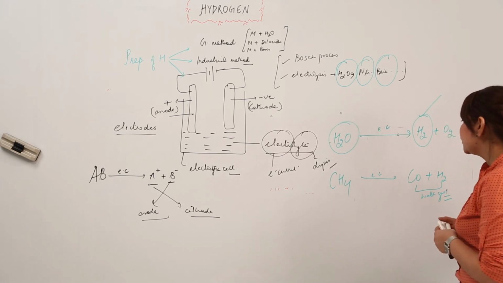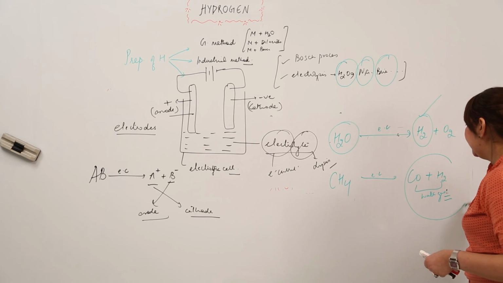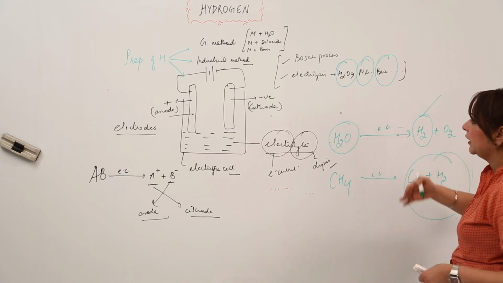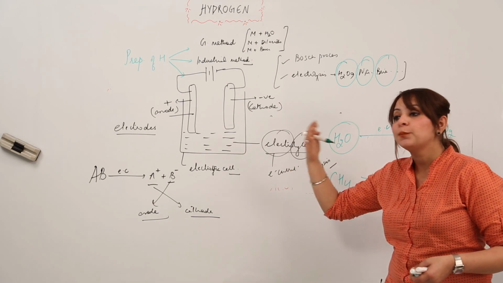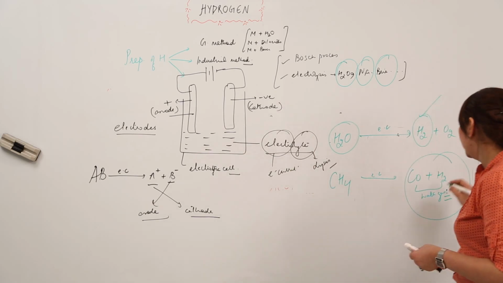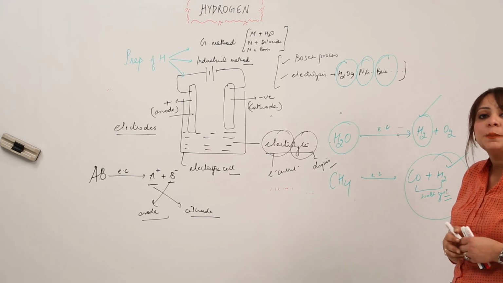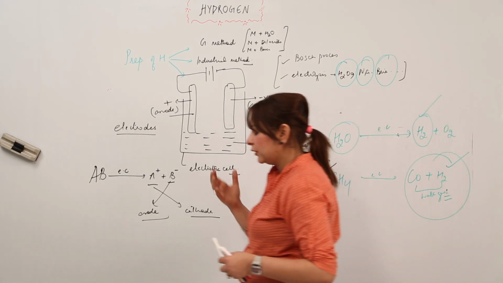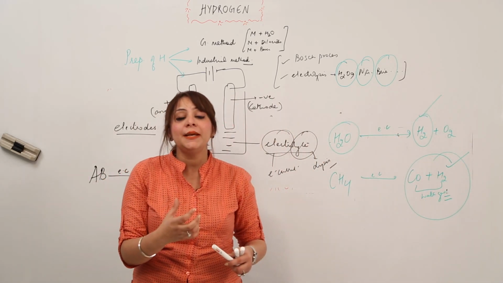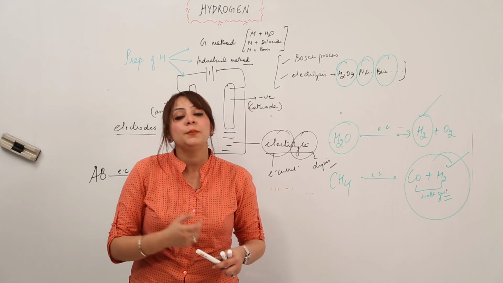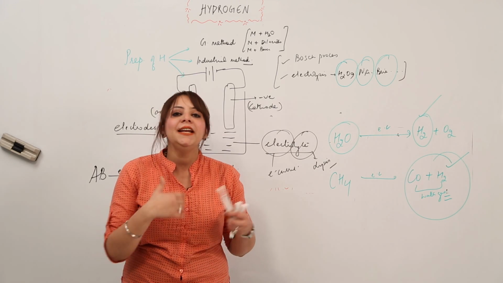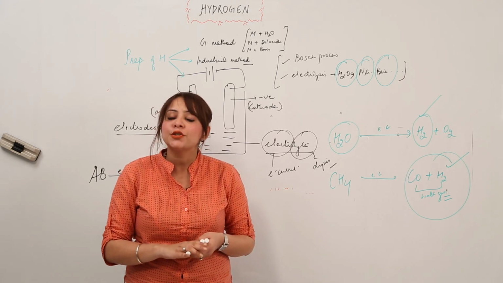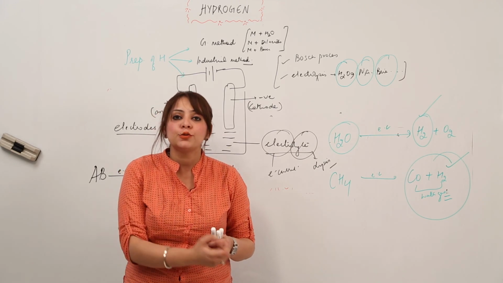So what happens to this water gas? It follows the Bosch process, that is, the CO plus H2 mixture is passed with more steam at 450 degrees Celsius in the presence of Fe2O3 and a catalytic promoter, chromium oxide. Then it leads to the formation of CO2 and H2, and we can separate the CO2 and CO from the mixture.